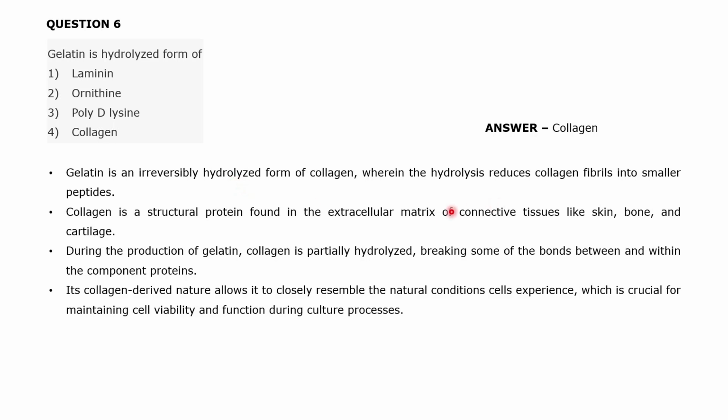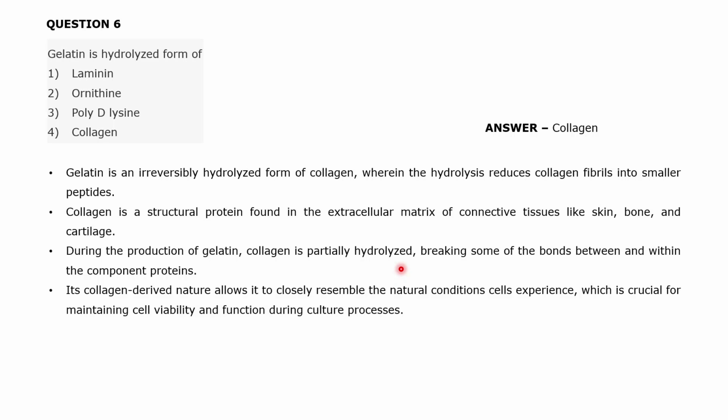Similar to collagen, it has similar properties, because even though it gets hydrolyzed, the same amino acids are present. So it is also used as an extracellular matrix. Gelatin is a hydrolyzed form of collagen. If you combine it with other hydrogels, which are synthetic in nature, it can also be used as an extracellular matrix.